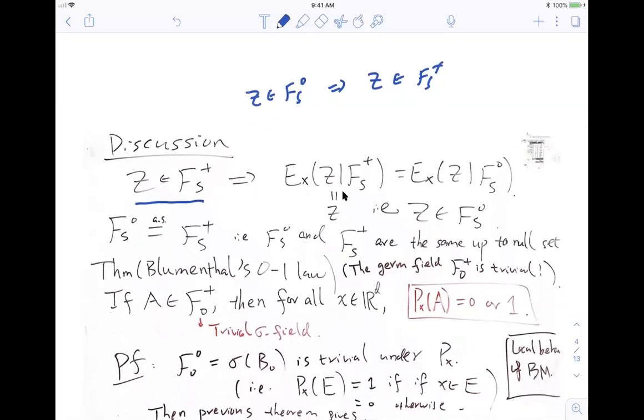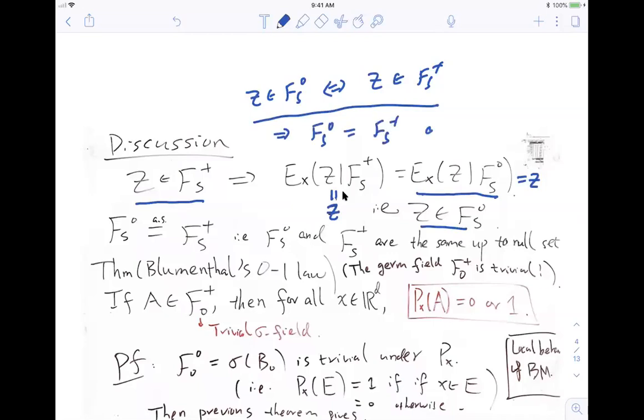Secondly, if Z is an F0 plus variable, then by the previous theory, we know this equals Z, and also it equals the projection to F0. This means this is Z. So of course Z is an F0 variable, so the reverse direction is also true. So what does this mean? For any bounded function, you cannot really distinguish F0 and F0 plus. So this means F0 equals F0 plus almost surely.